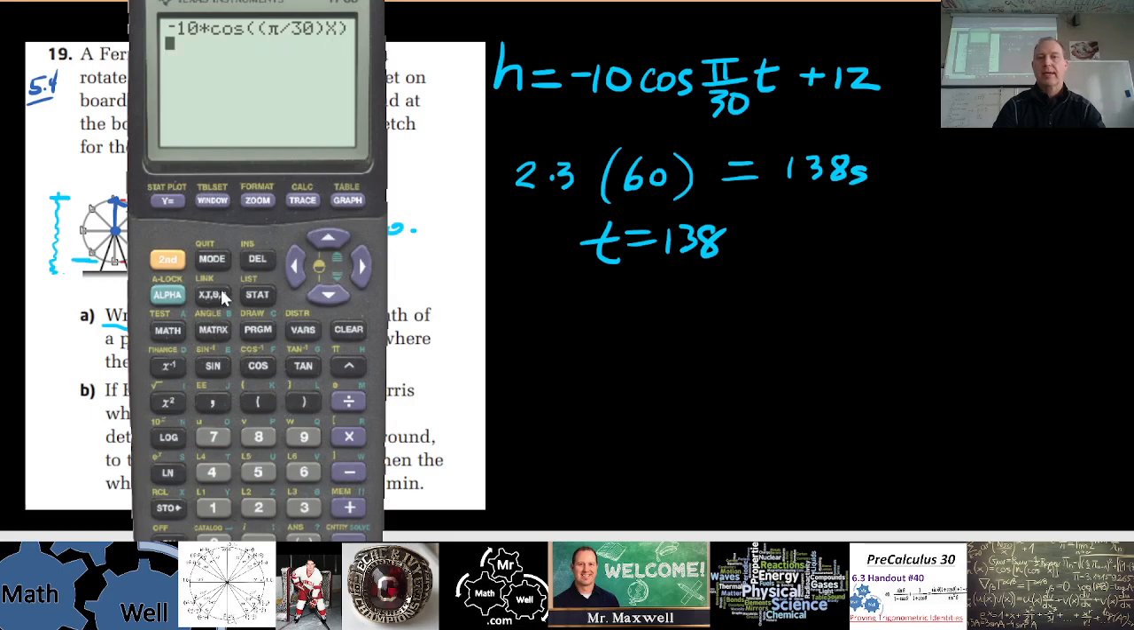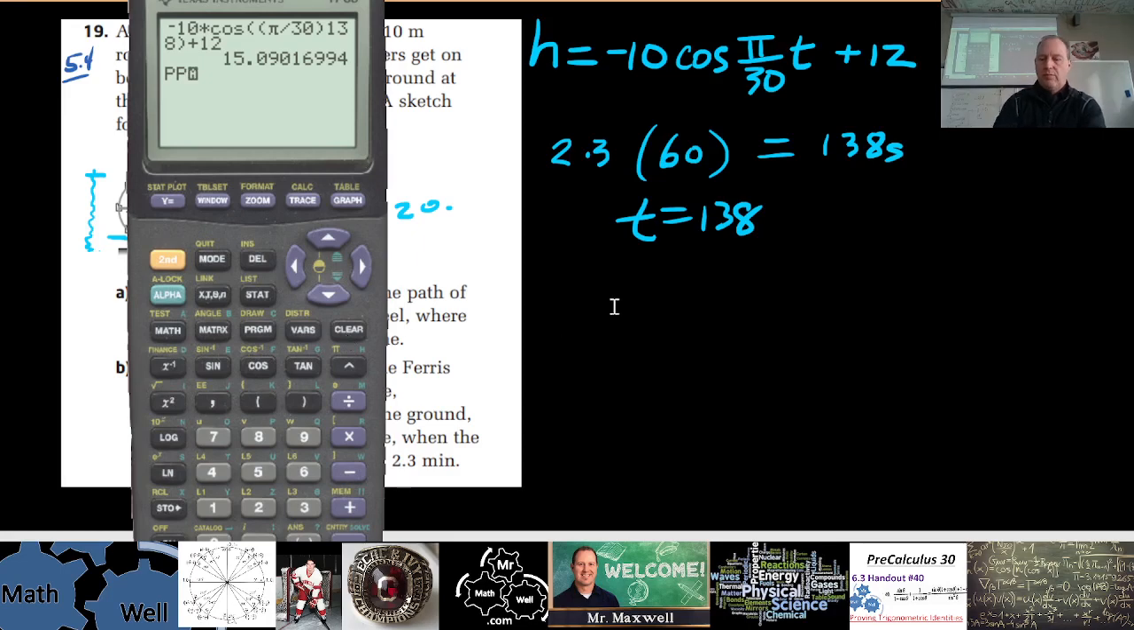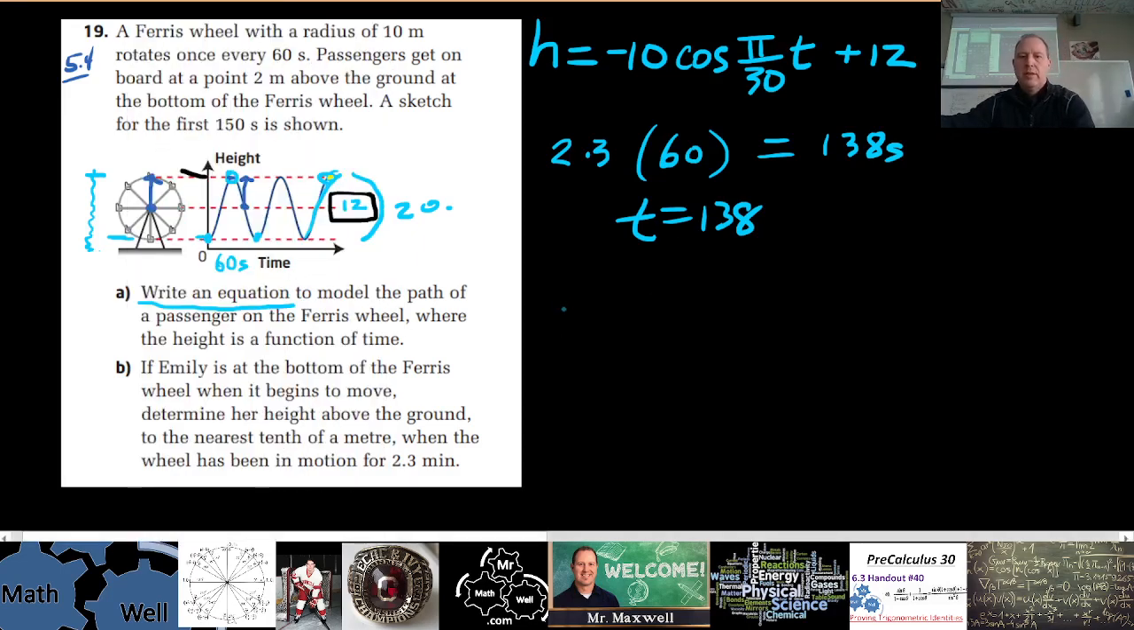Now your t is your x on the calculator, and then plus 12. Oh, sorry, I've got to fill in x to be 138, right? 1, 3, 8. Good, and that should give us our value. So 15.09, did you get that? 15.1. Anybody get that for an answer? Let's check. Yeah, 15.1 meters is our height.